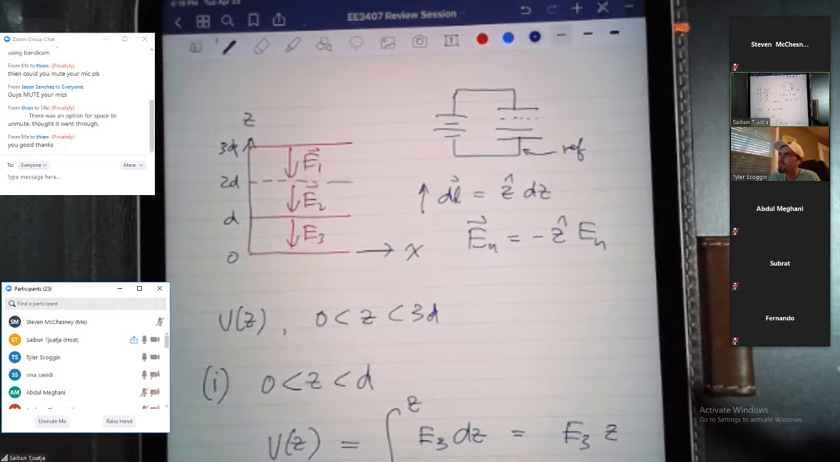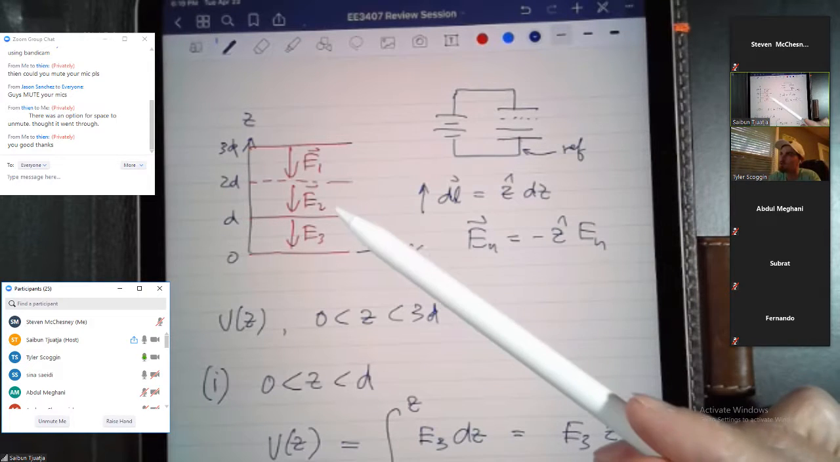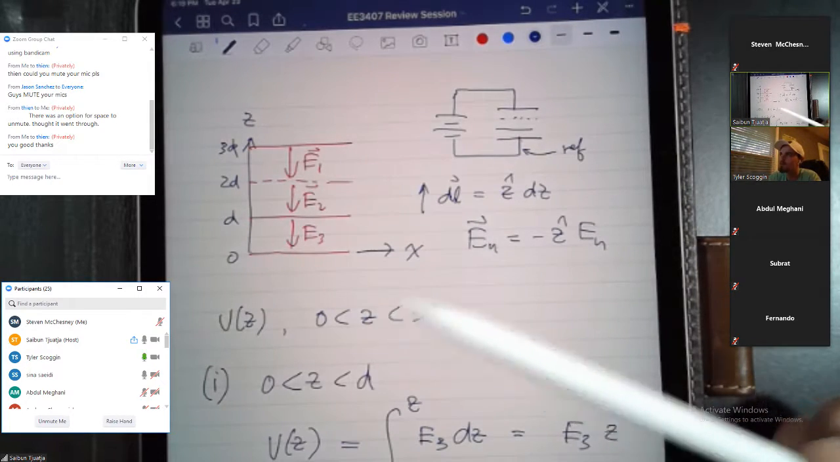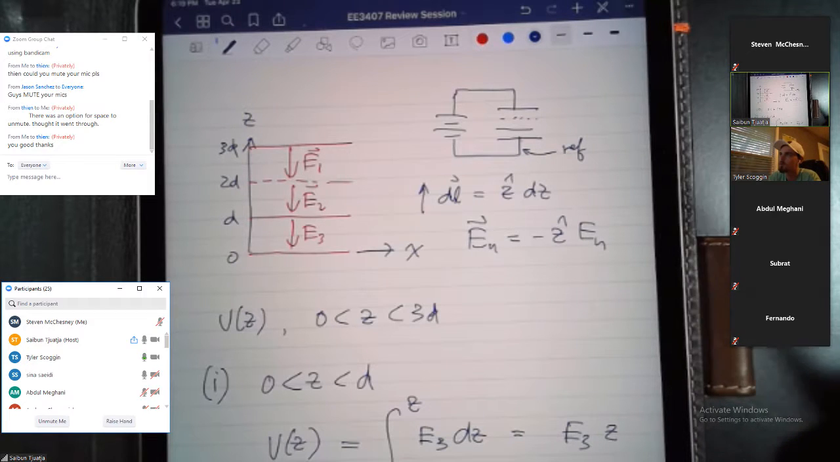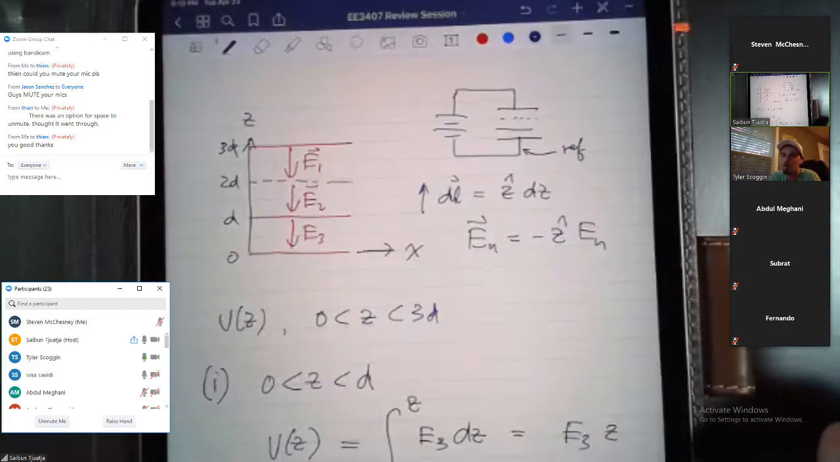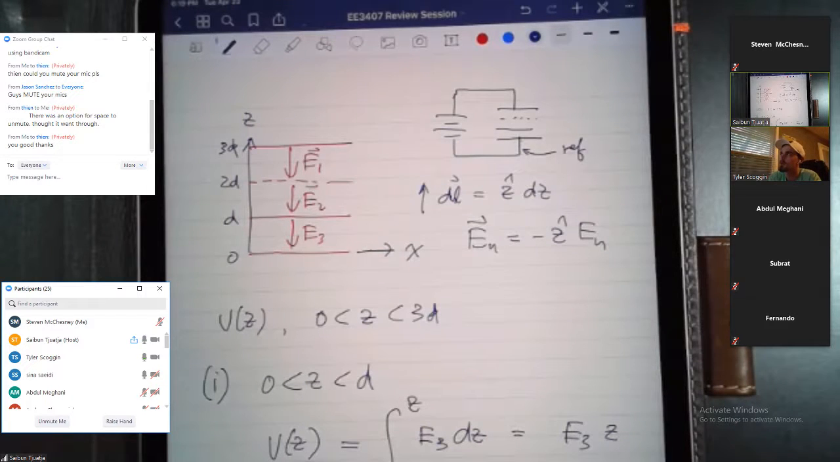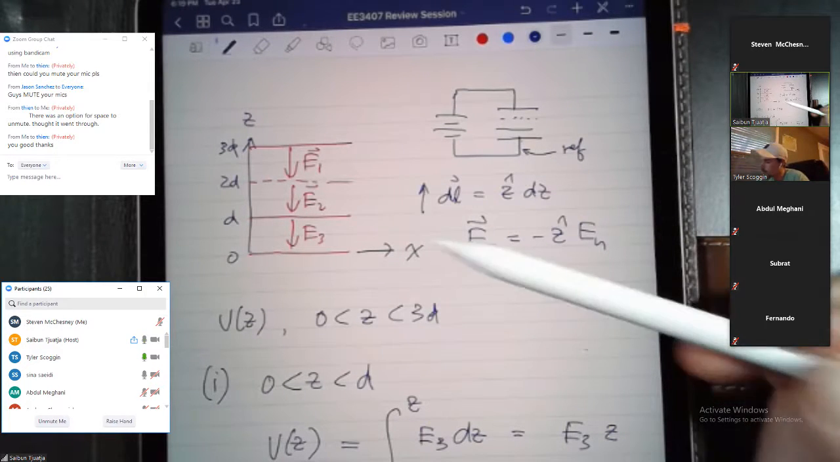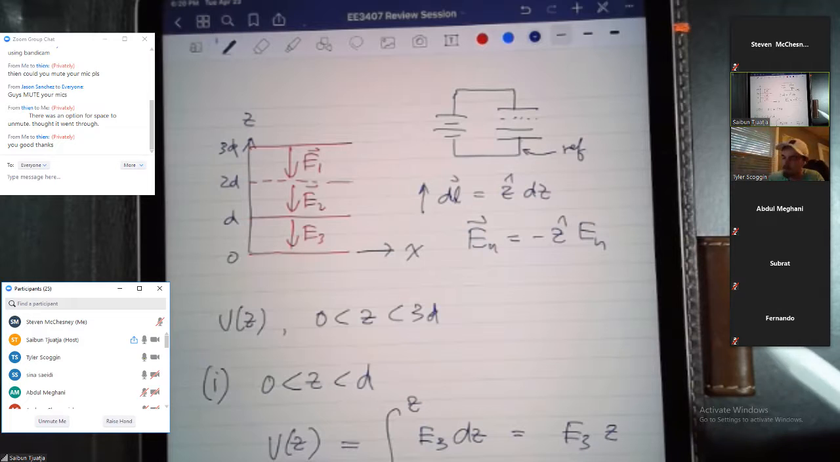Is that to say that E1 with respect to section 1, or E2 with respect to section 2, is constant within that region? Yes. E1, no matter where between 2D and 3D, everywhere in that region the electric field is constant. And therefore the voltage is also going to be constant? No, the voltage keeps changing. I'm sorry, yeah, the voltage changes with distance. That's correct.